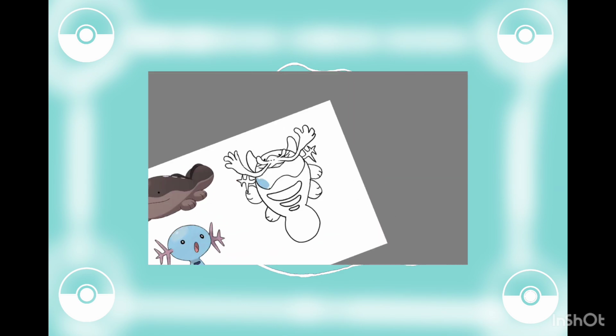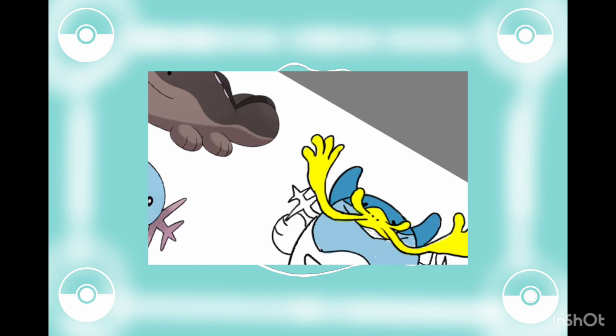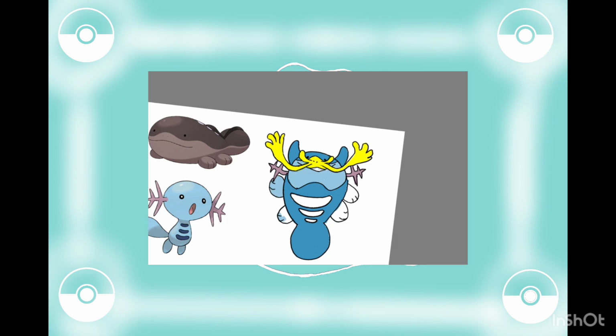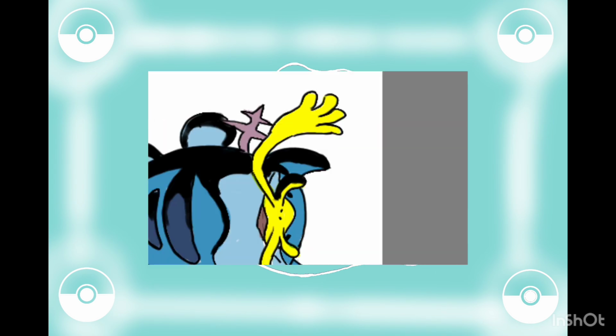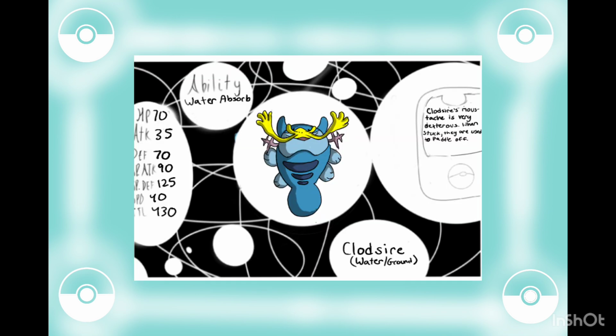Clodsire didn't really do that beforehand, so I did my job and did those, those horns when it attacks? Yeah, those horns, those are permanent in this design to give it some type of flair of a scary Pokemon. Clodsire's mustache is very dexterous. When stuck, they are used to paddle away.